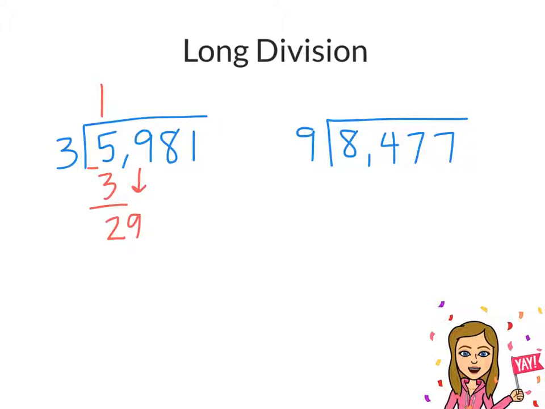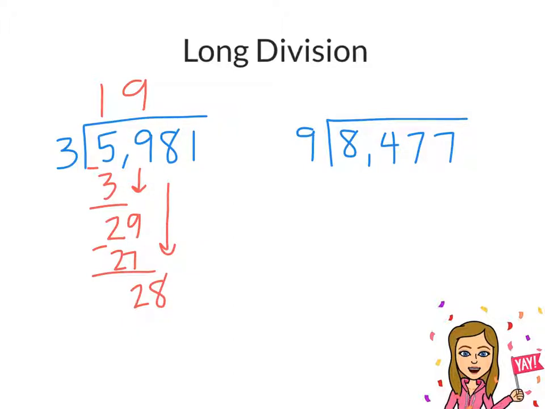Let's see, what's going to get me the closest to 29? Well, 3 times 9 is 27. That's the closest I can get without going over. So I put up the 9. 3 times 9 is 27. Subtract, that will give me 2. Bring down the 8, next in line.